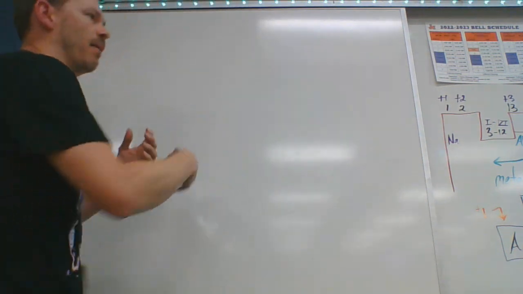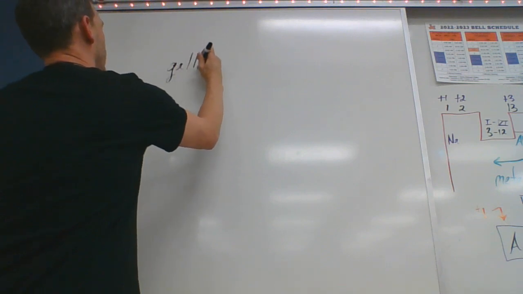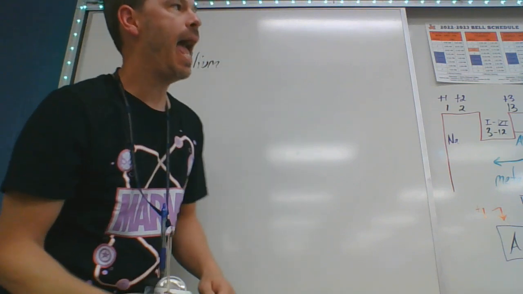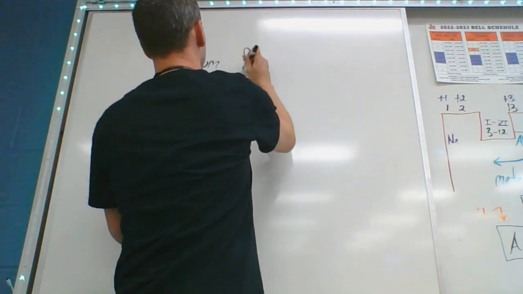GaF3. All right, that one's real easy. There's just two things. Ga is pronounced gallium. F is pronounced, when bonded, fluoride.